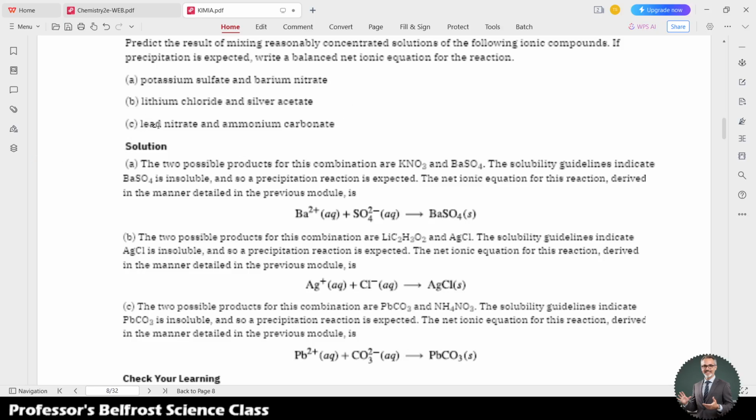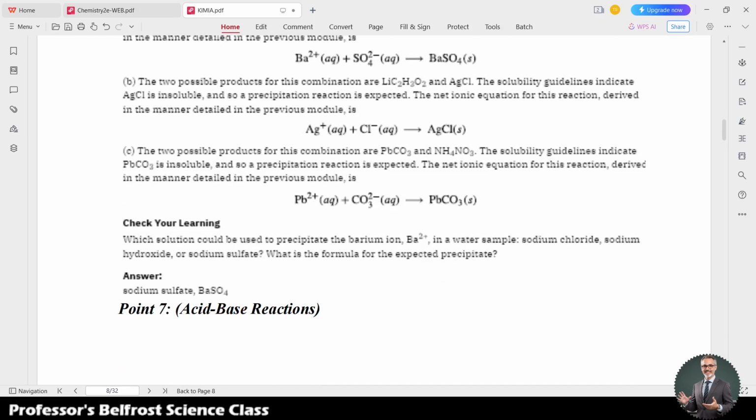Actually there are many lead ions. So Pb and CO3 gives PbCO3. And we see that the solubility guidelines say that PbCO3 is not soluble, or insoluble. So we expect this to make a precipitation reaction, which is Pb2+ plus CO3 2- becomes PbCO3 solid. The result of the precipitation must be solid, and the left side must be all aqueous.